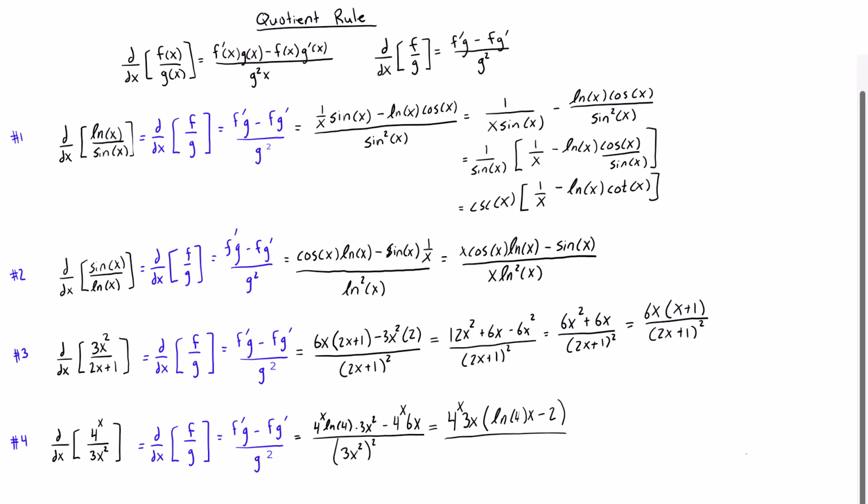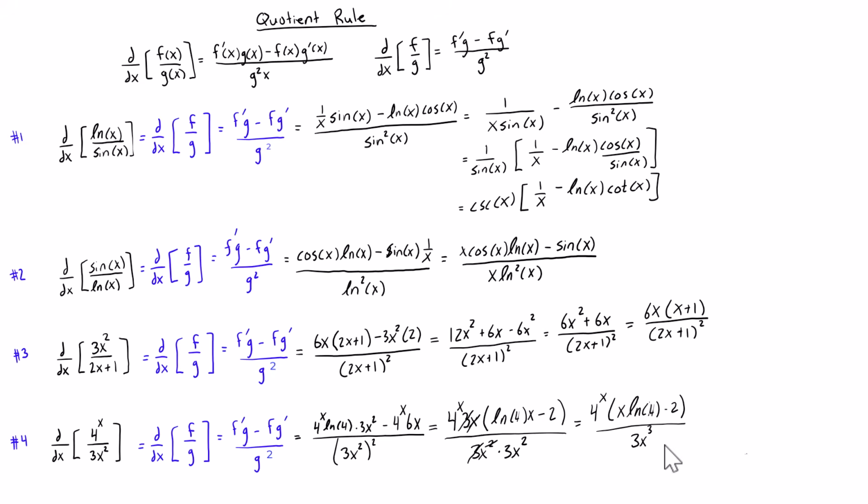And down here, we had 3x squared times 3x squared. We can cancel out that 3 and that x with one of those. And so we'll be left with 4 to the power of x times x ln of 4 minus 2 all over 3x to the power of 3. And that is the final answer. That is the derivative of 4 to the power of x divided by 3x squared.